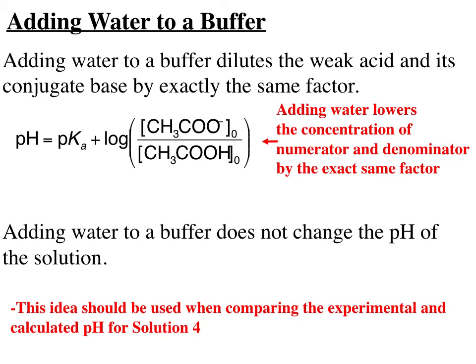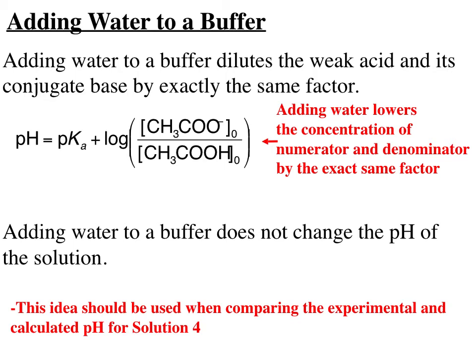Let's say I double the amount of water so that the molarity of the conjugate base is 1/2 of what it started. Well, I also doubled the amount of water when I put it into the buffer for the weak acid as well. So its concentration is 1/2 of what it started. So when you dilute the buffer, you dilute both the weak acid and its conjugate base to exactly the same extent. So that factor divides out in the ratio of molarities in the logarithm term.